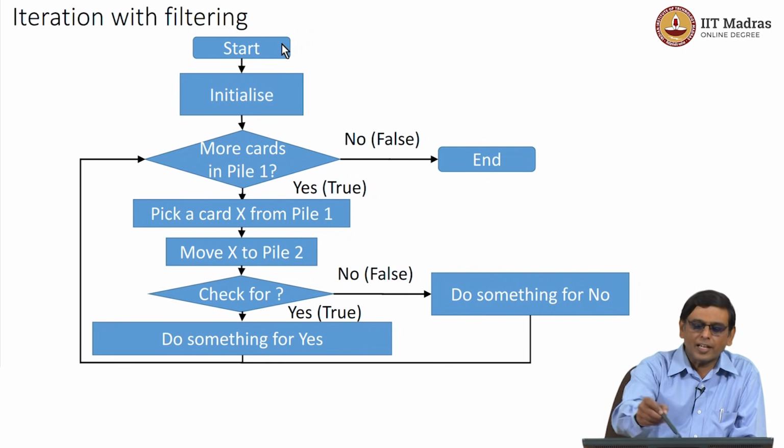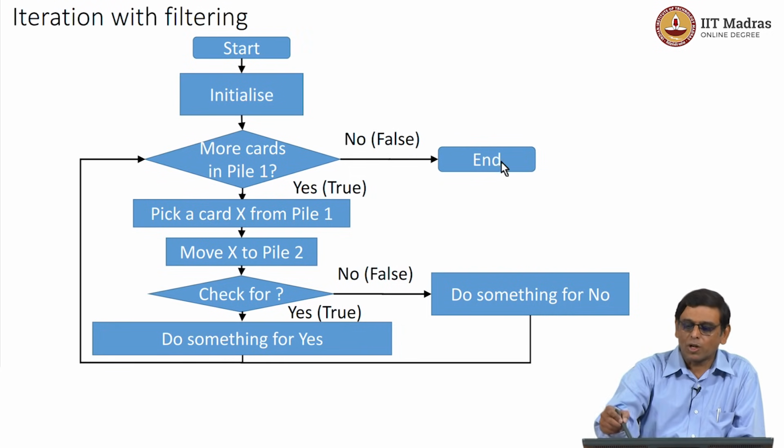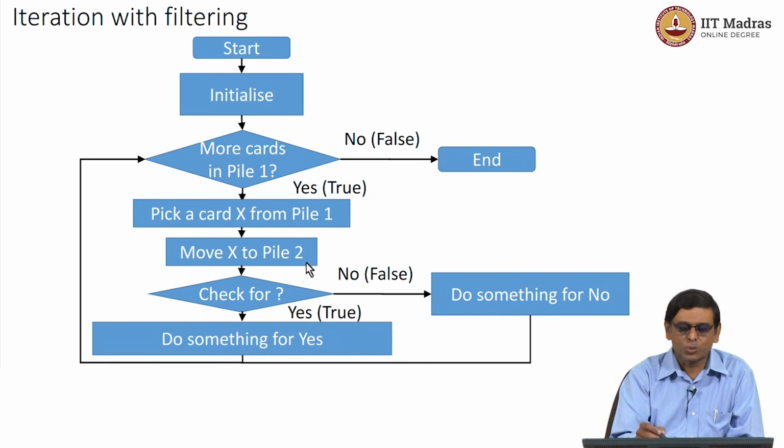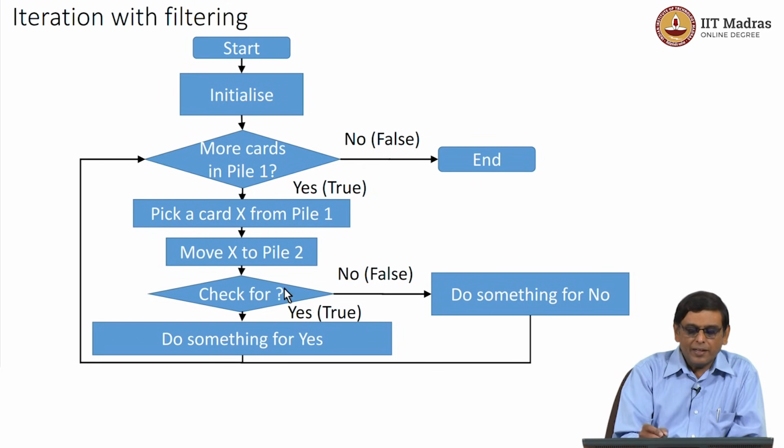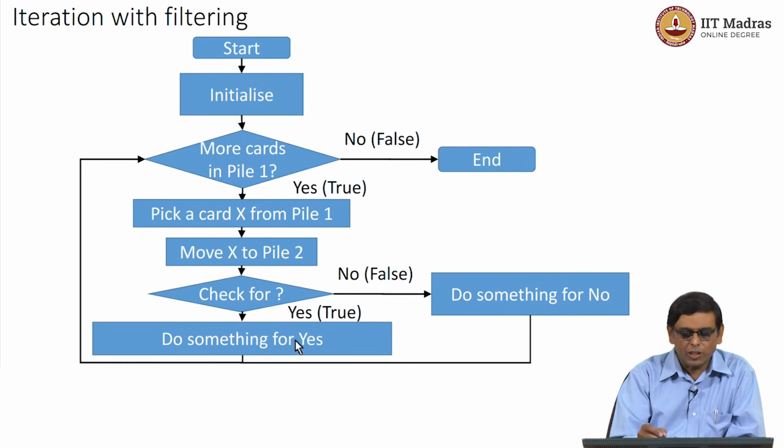So, the start and end of the flow chart are denoted by these oval boxes like this, and in case there are more cards in pile 1, you pick a card x from pile 1, move it into pile 2, so that you do not visit this card again, and then you have to check something on this card. So, that is where we are doing filtering, and based on something that is there on this card, you decide whether to do something in case that something is present.